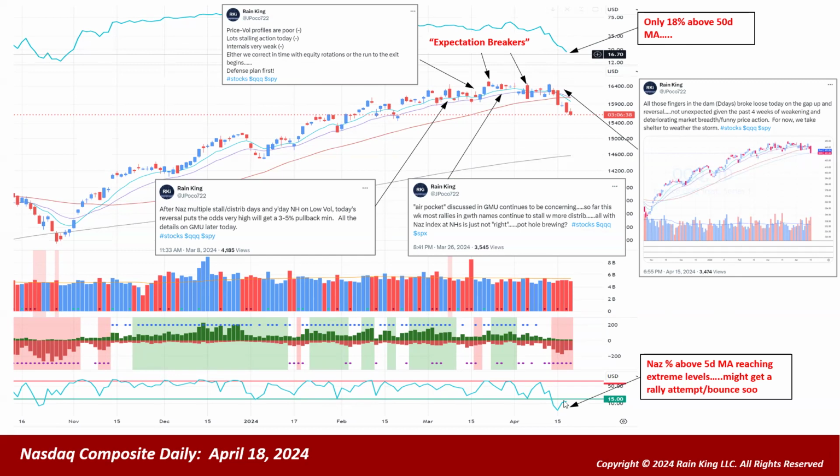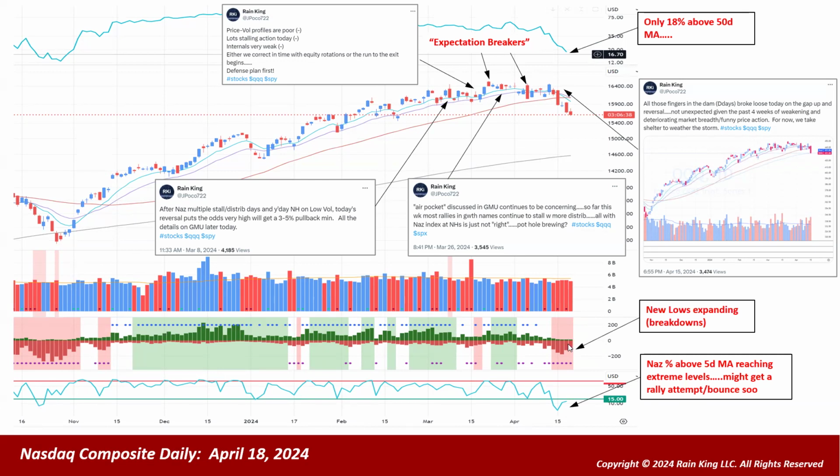The lower chart here in teal is the NASDAQ above the 5-day moving average, much shorter term. And you can see that I believe we reached 7 or 8%, which was an extremely low level. We haven't had that for a long, long time. It's actually off this chart. The last time we were around the 10% level was, again, the October lows. So it's possible that with this extreme reading we might get a little bounce or a rally attempt.